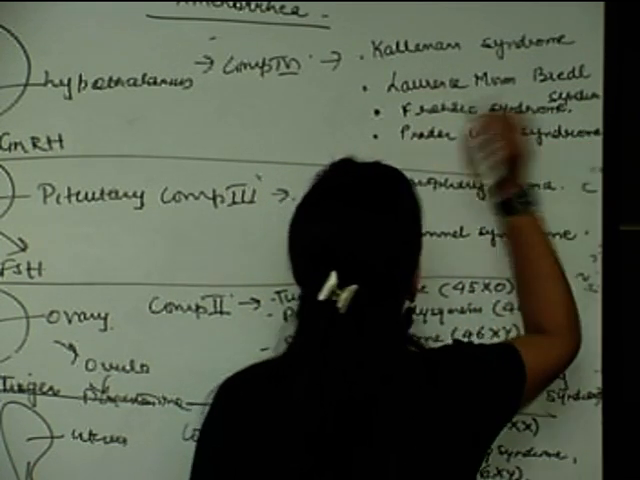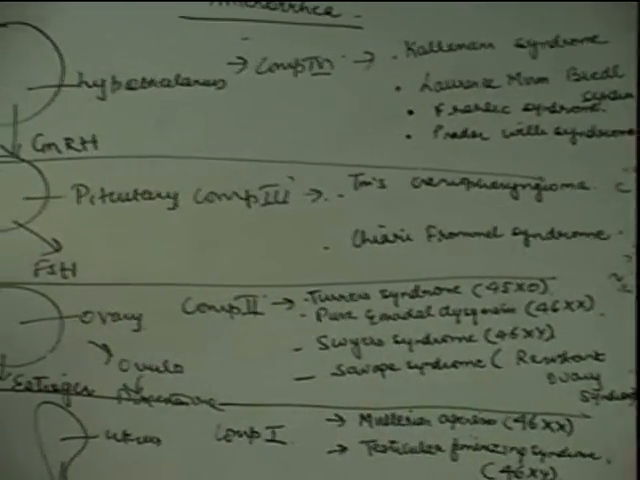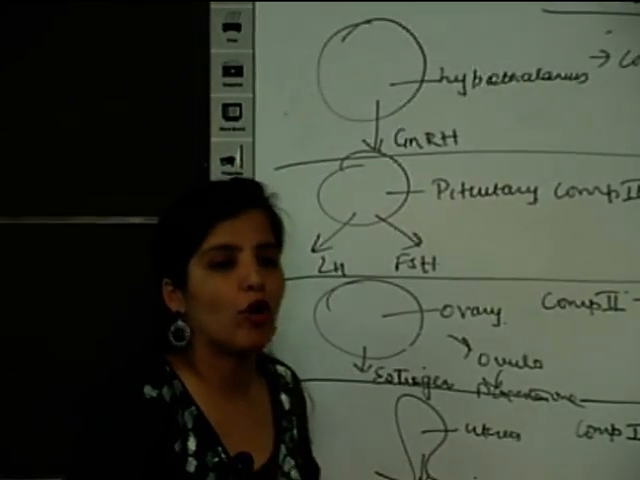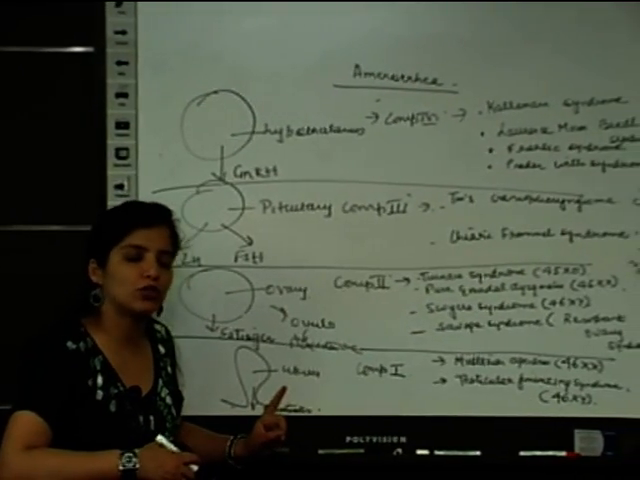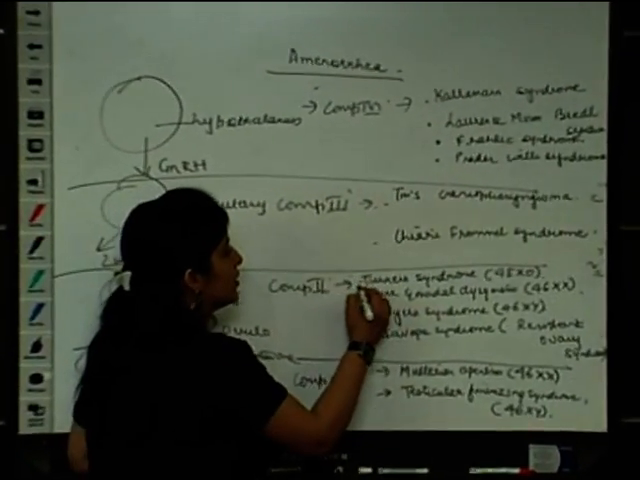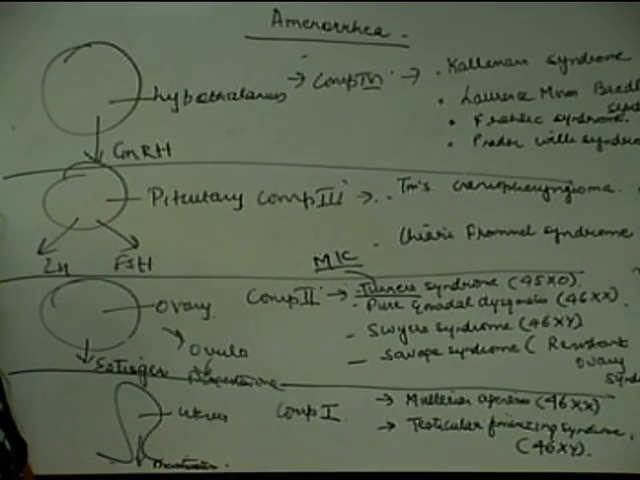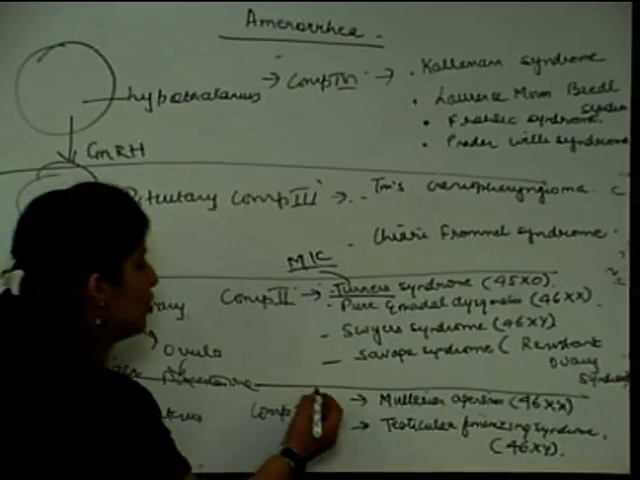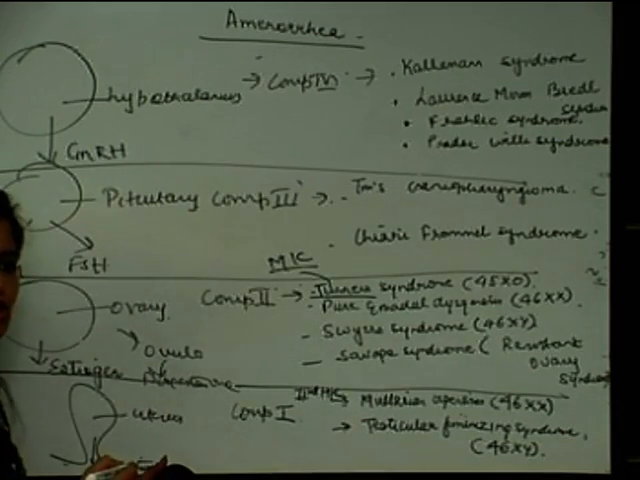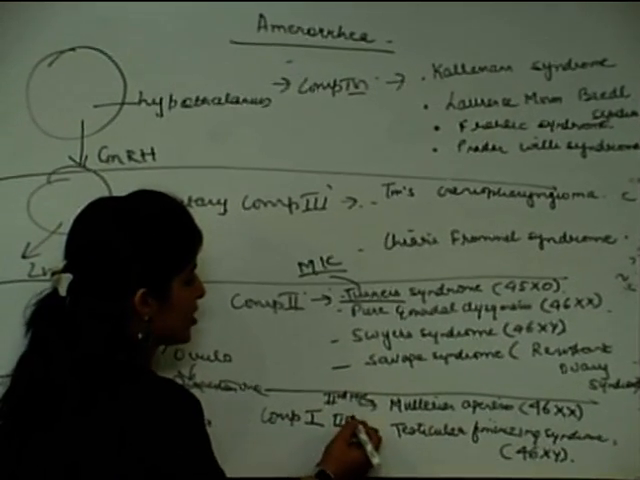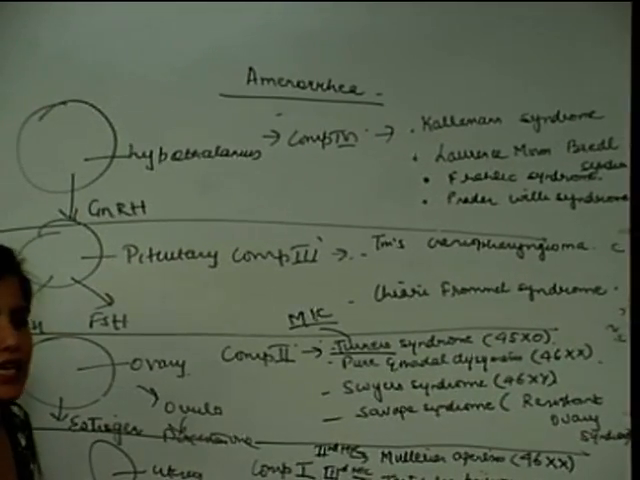Okay, so first let us deal with the most common causes of primary amenorrhea. The most common cause of primary amenorrhea is Turner's syndrome. The second most common cause is Mullerian agenesis. And the third most common cause is testicular feminization syndrome. So coming to the details of all these.